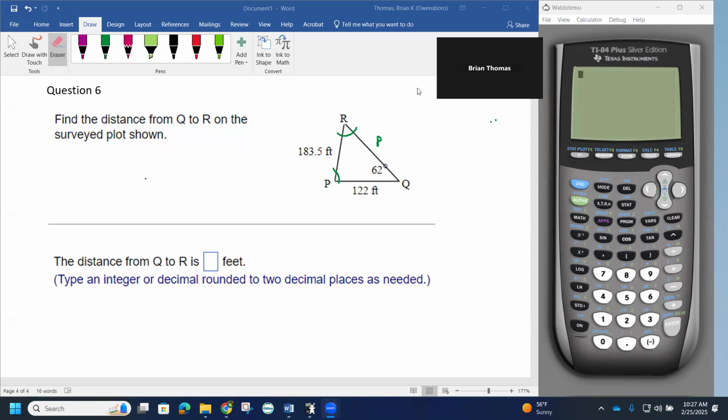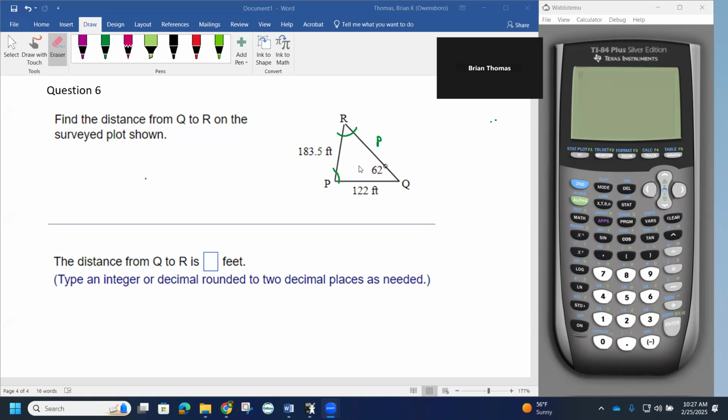So question 6, let's see what we got here. It says find the distance from Q to R on the survey plot. So Q to R would be this distance right here. Now since this is angle P, Q to R, I'm going to just use side P for that.